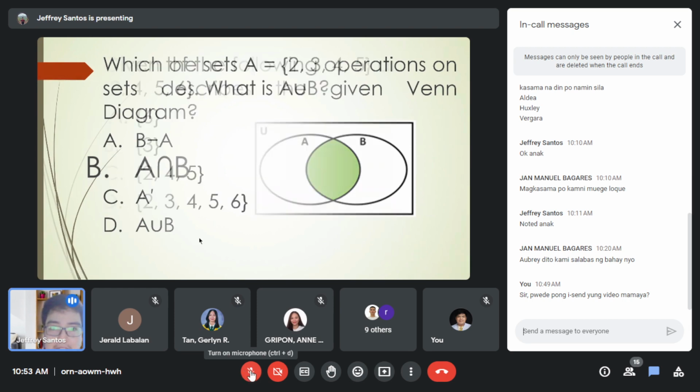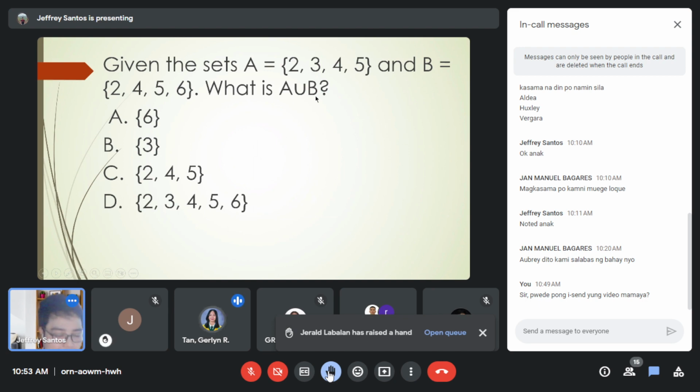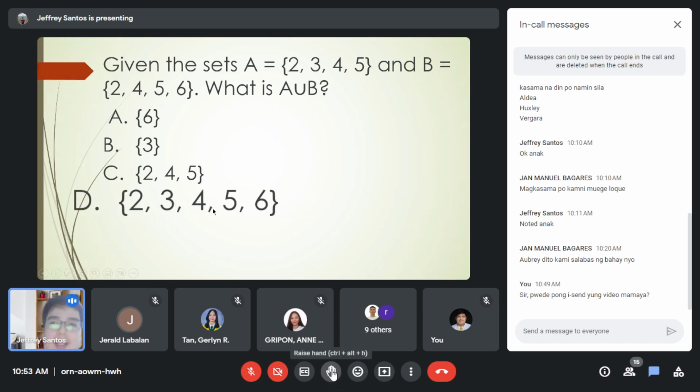And then lastly, syempre, meron tayong konting problems. Ayan, given the sets A has the elements 2, 3, 4, 5, and set B has the elements 2, 4, 5, 6, what is the union of set A and set B? Yes? Letter D po. Yan, of course, pagsasamahin lang without repeating common elements. So 2, 3, 4, 5, 6, that is our correct answer. Yan, so this is part 1 about set theory and set operations.